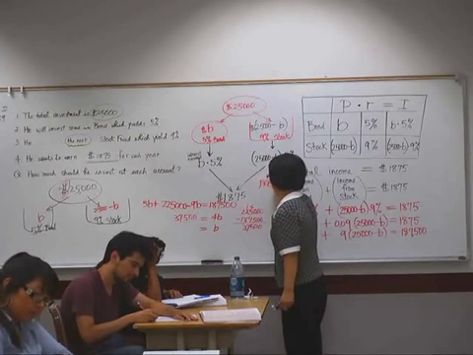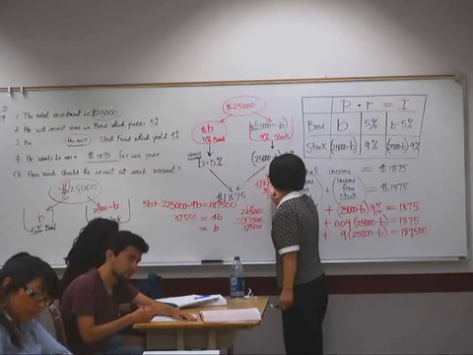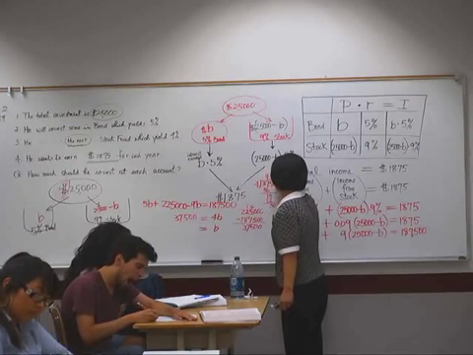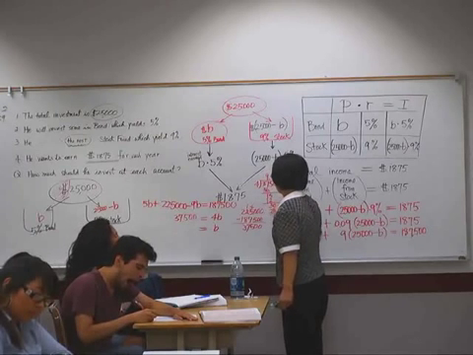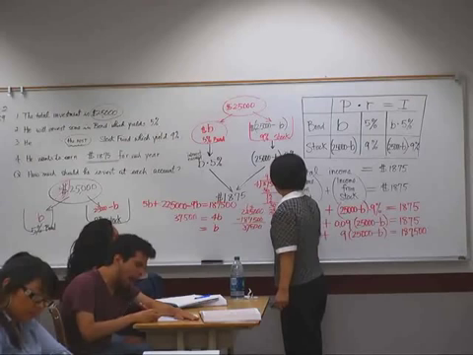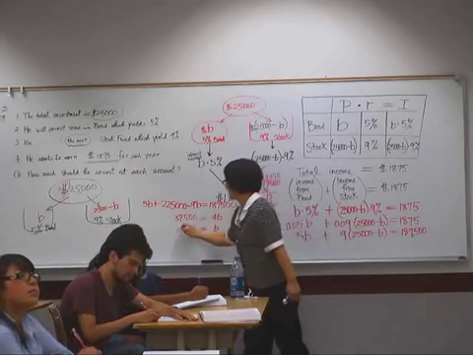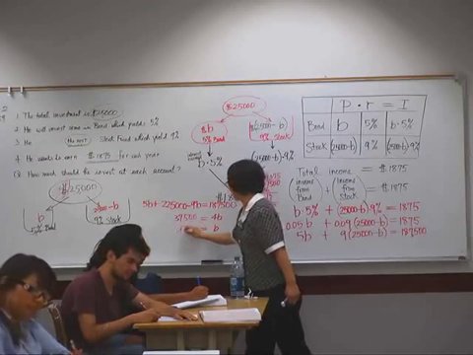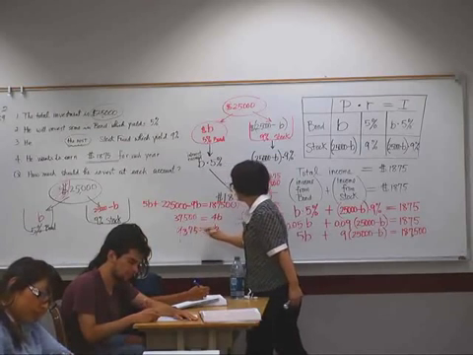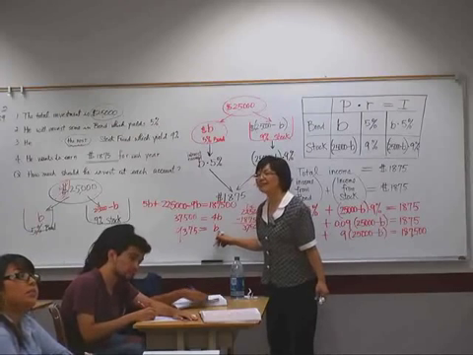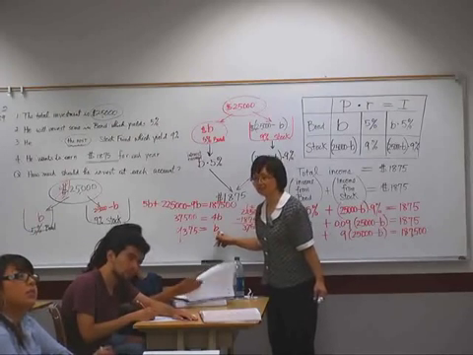37,500 divided by 4. 4 times 9, 36. 15. 3 times 4, 12. 30. 4 times 7, 28. Are you with me? Okay? Is that okay? So you get 9,375. What is B? B is the money you invest at the bond fund, right?